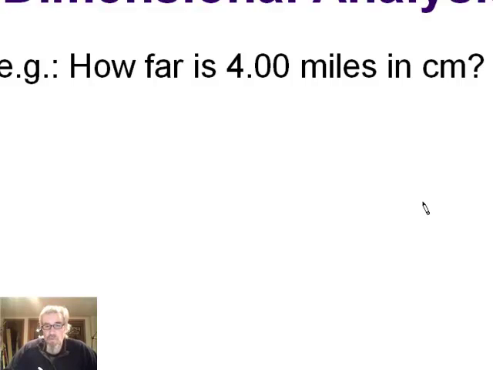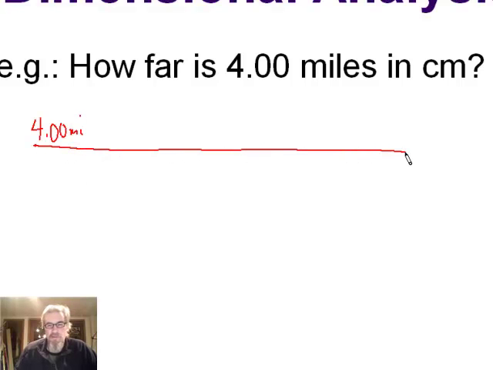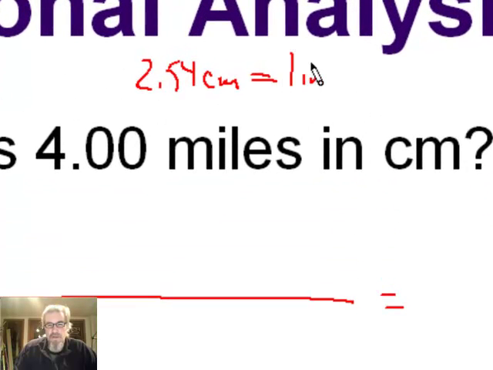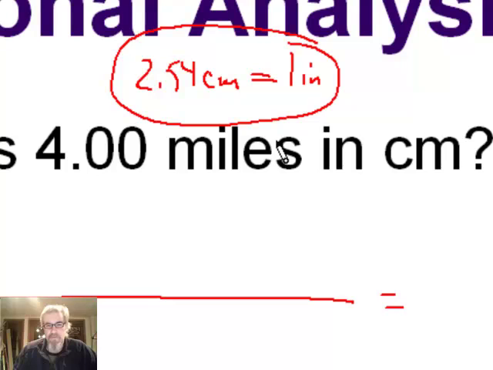I can use this to convert from one unit system to the other, as long as I know a conversion factor. Like in this problem, how far is 4 miles in centimeters? My starting point for this calculation is 4.00 miles. My ending point is going to be somewhere over here, centimeters. How do I get there? Well, I know one thing. This is the one fact that I can always remember. 2.54 centimeters is equal to 1 inch. That's a useful thing to know. Might want to sketch that in your notes there. That's how I can get from the English system into the SI system.